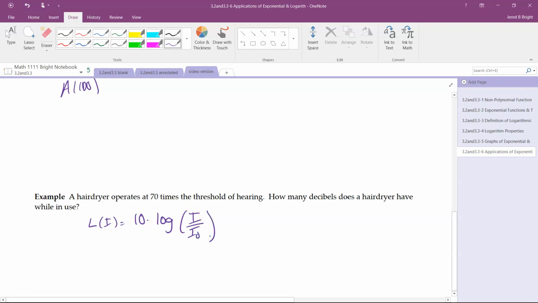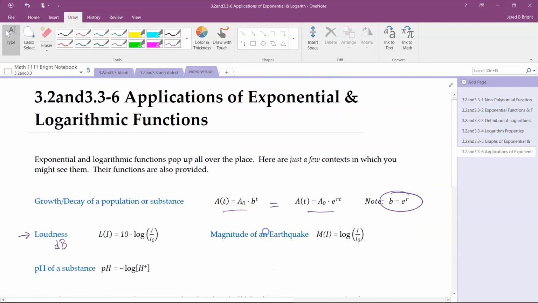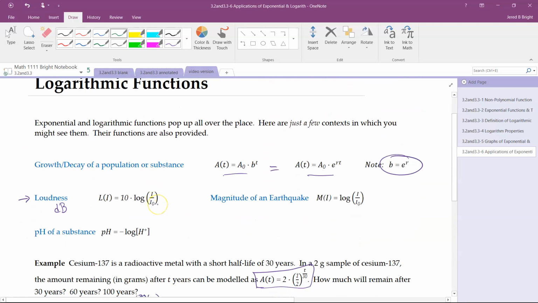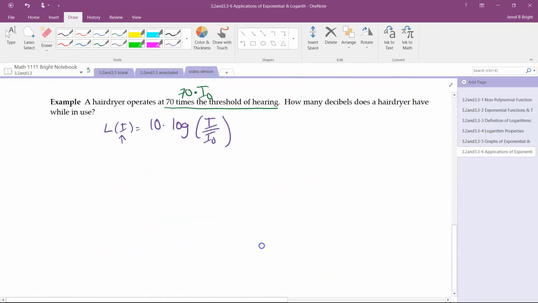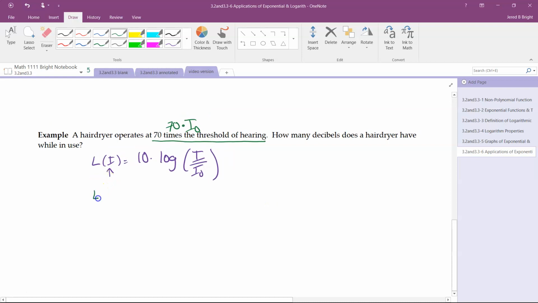We notice that this is a function of I, so I need to know what I is. I would be the intensity of the sound for the hairdryer, 70 times the threshold of hearing. Writing this out mathematically literally means 70 times the threshold of hearing, which is I0. That's what it's defined to be up here. You can also read more about it in the book. There's a specific number for the threshold of hearing. But all I have to do here is substitute in 70 times I0.